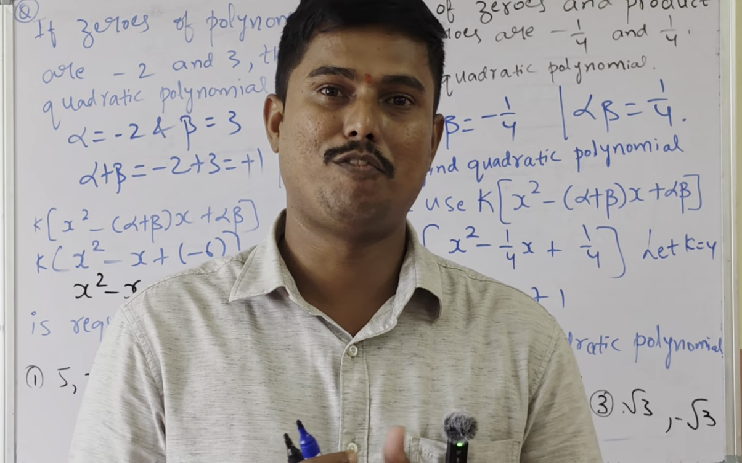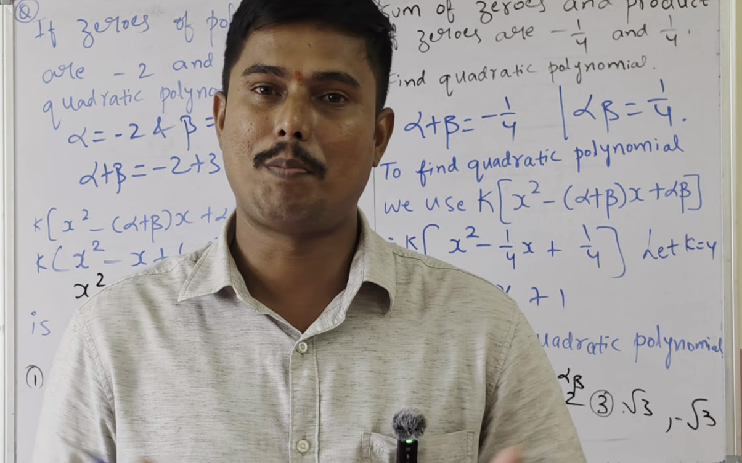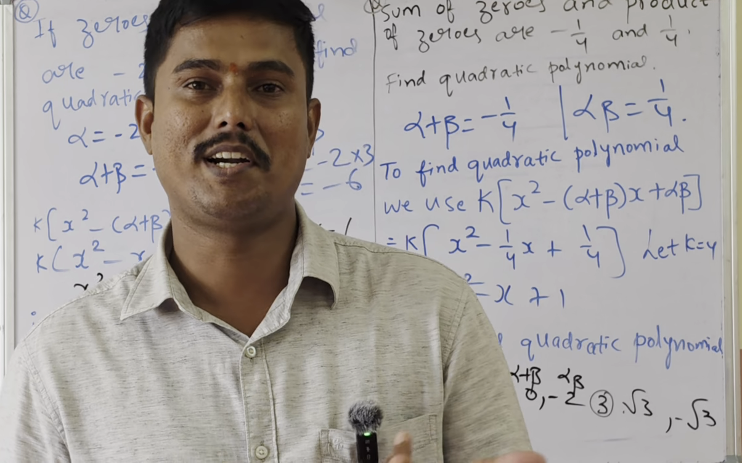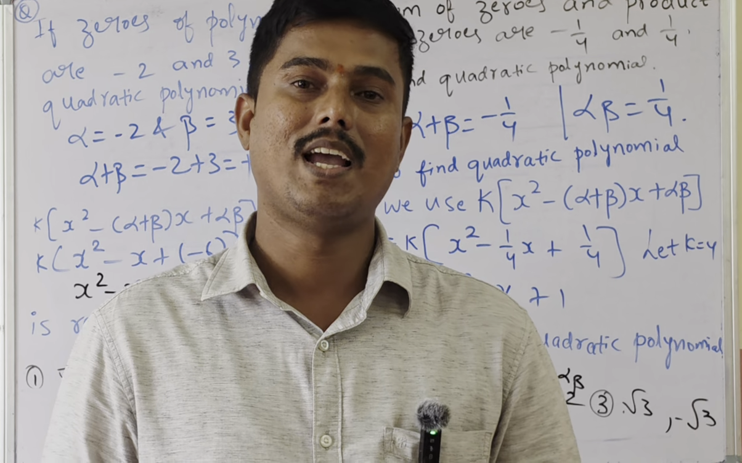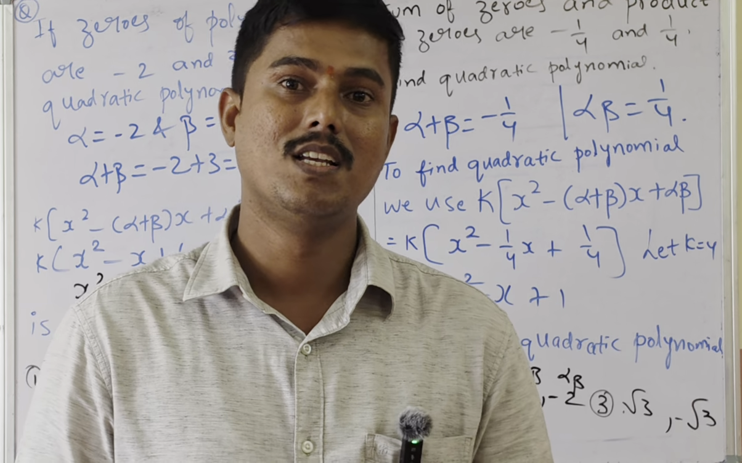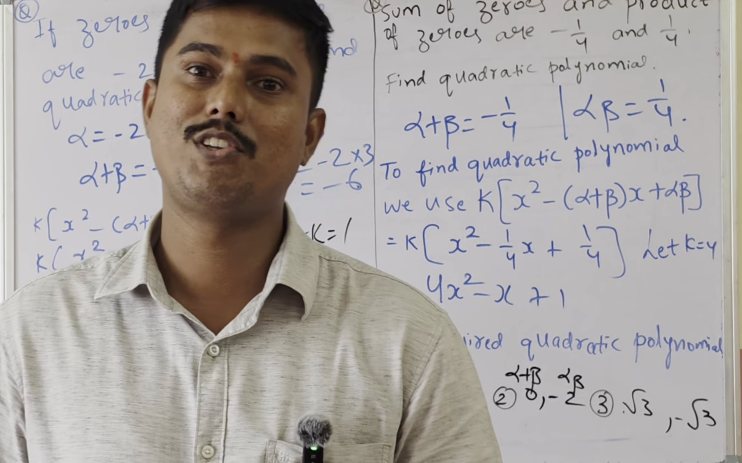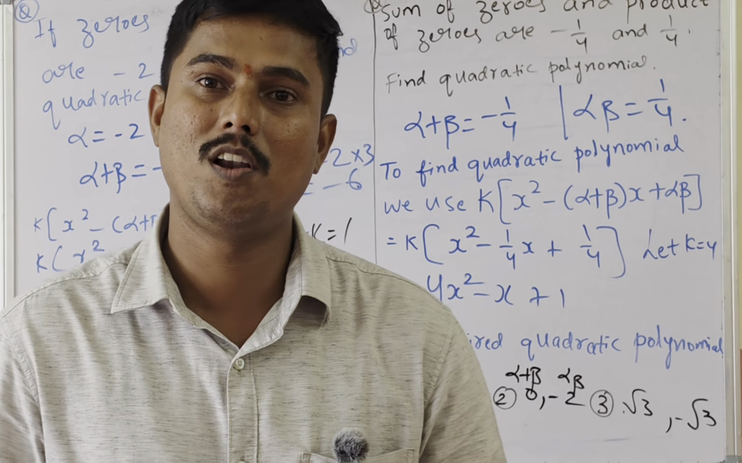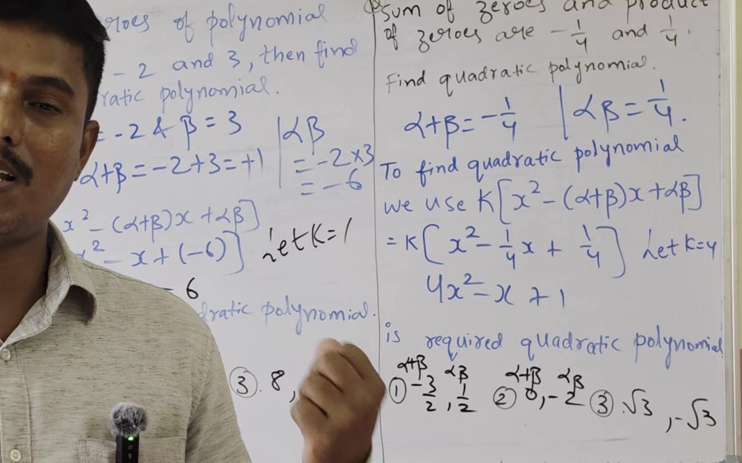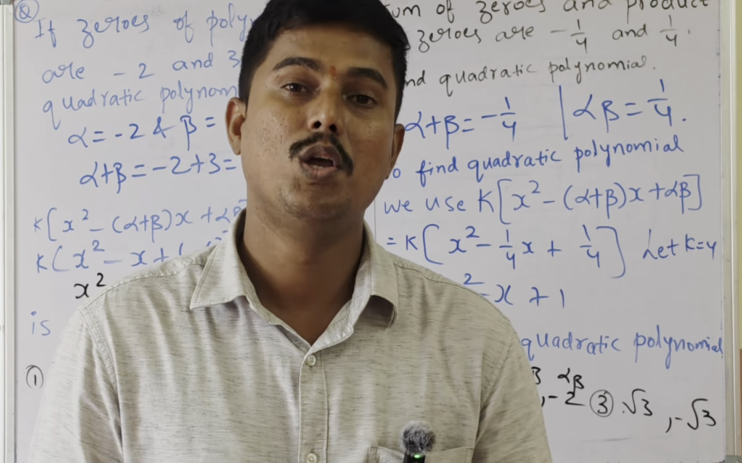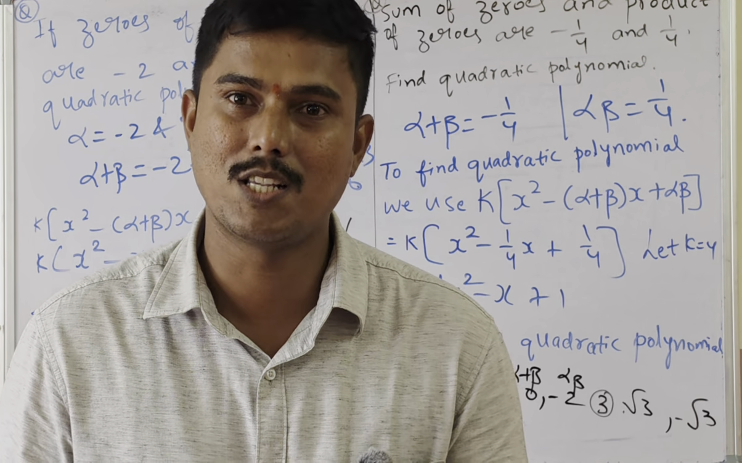The topic of polynomials has been completed. Chapter summary: introduction, geometrical meaning of zeros of a polynomial, and after that verifying the relation between zeros and coefficients of a polynomial. After that, when the sum of zeros and product of zeros are given, how to find a quadratic polynomial. When zeros are given, alpha and beta, how to find a quadratic polynomial. With this, NCERT chapter 2 has been completed.